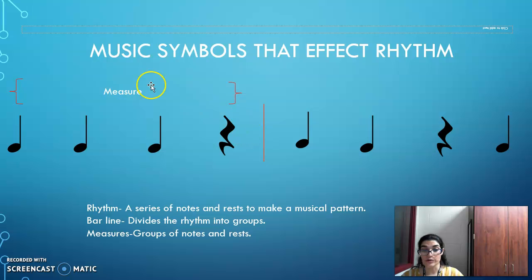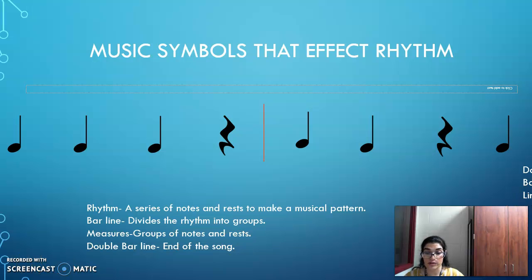When you divide them into groups, you create something called a measure. Those groups are measures. A measure is a group of notes and rests. How many measures do you see here? That's right, 2. You see 2 measures. 1, 2. Very good.